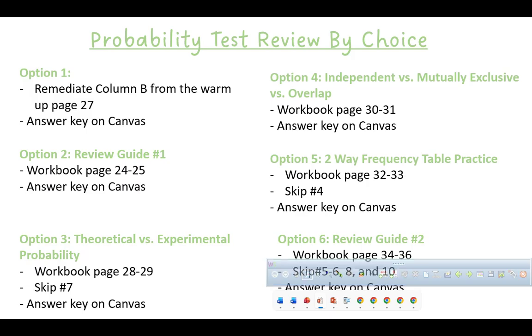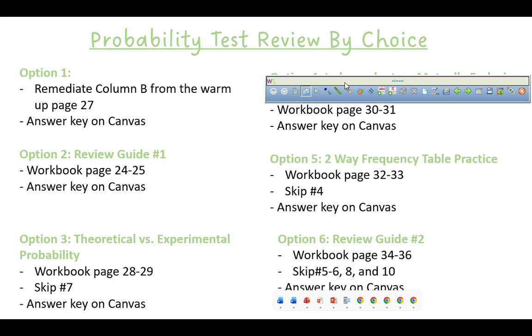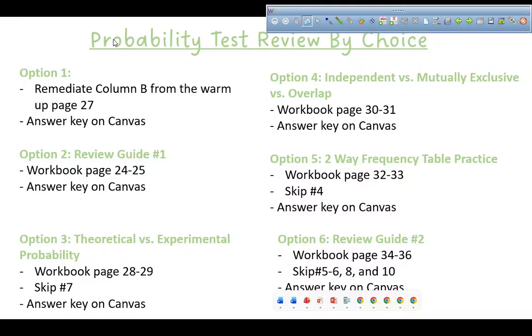Option 1 would be go do column B from the warm-up. If you found that you were getting a lot wrong, you definitely need more practice with that table. There's definitely going to be a big table on the test tomorrow. So you could do column B on page 27. Option 2, the traditional test review guide, is 24 and 25. The answer key is not on Canvas yet, but it's going to be because I have it right here. I just need to scan it and put it on. So it will eventually be on Canvas in the next few minutes. So option 2 would be your review guide.